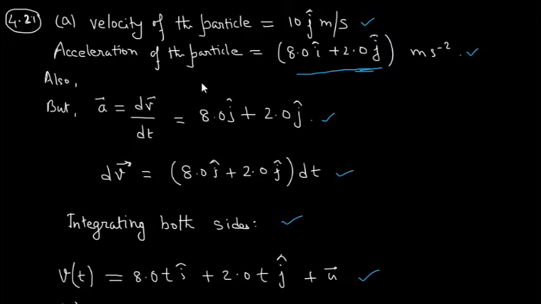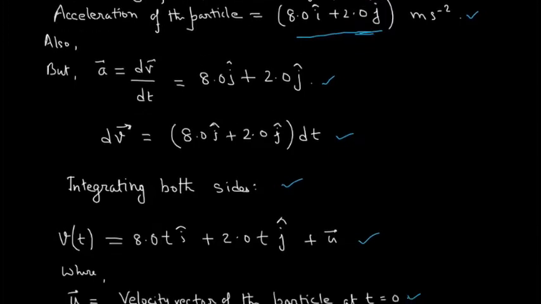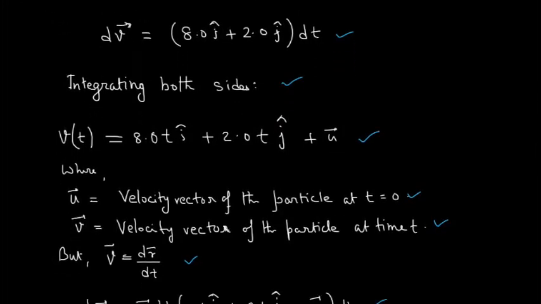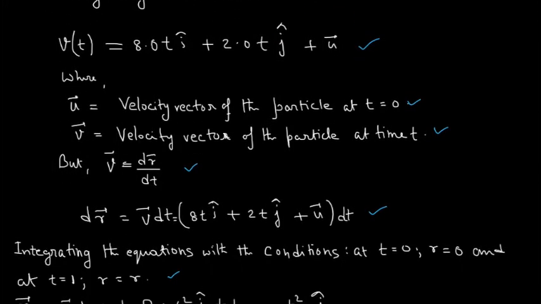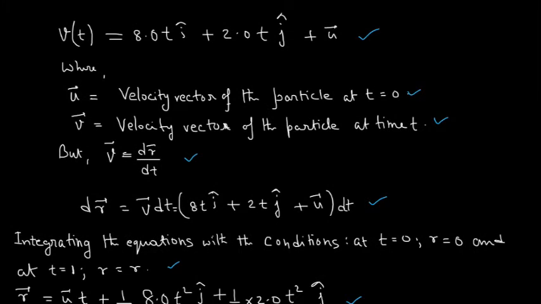Integrating both the sides, v(t) is equal to 8t i plus 2t j plus u, where u is equal to velocity vector of the particle at t is equal to 0, and v is equal to velocity vector of the particle at time t. But v is equal to dr by dt, so dr is equal to v dt, that is equal to (8t i plus 2t j plus u) dt.